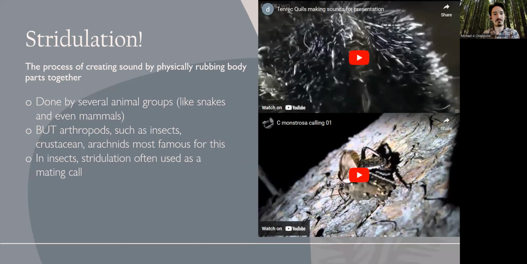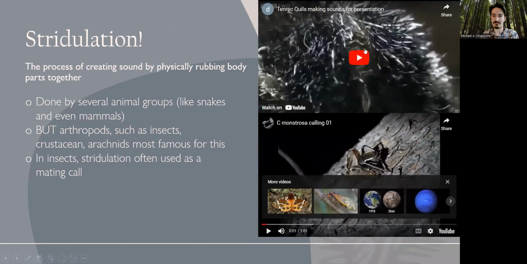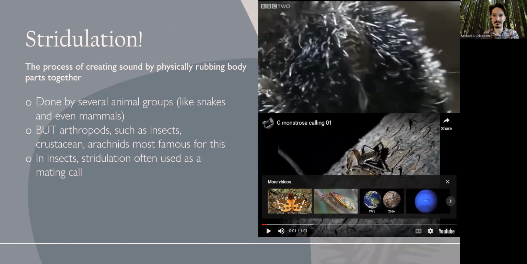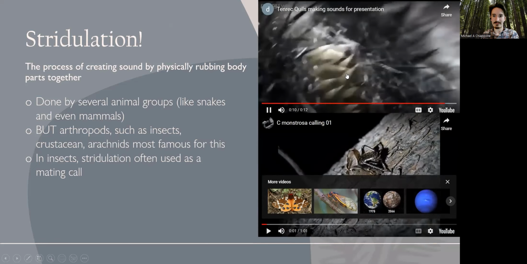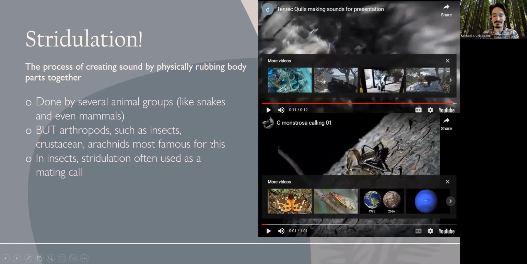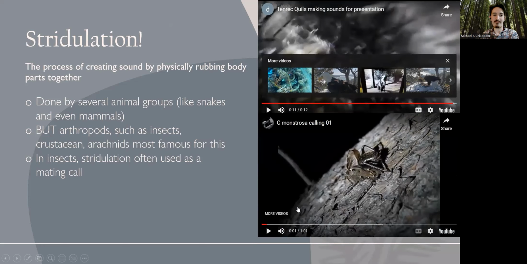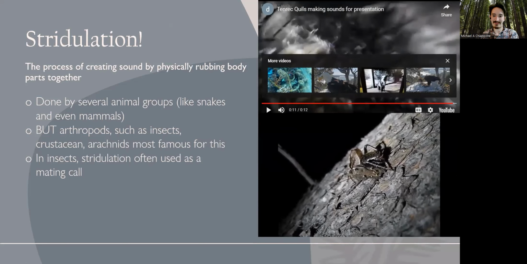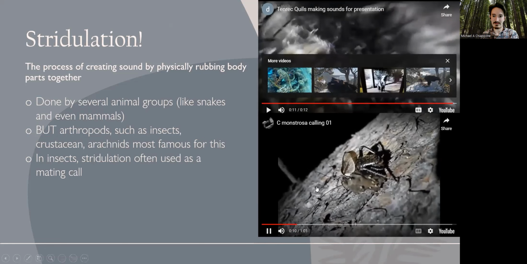Stridulation you may have heard of, and it's the process of creating sound by physically rubbing body parts together. This is done in several animal groups, like snakes or even mammals, like this tenrec, who is very bizarre. They have a unique solution, specialized quills on their backs. But among any animal, arthropods, like insects, crustaceans, and arachnids, are all famous for this. You can see this grig, a type of cricket, vocalizing here. Now, in insects, stridulation is often used as a mating call and is done by rubbing their legs or wings together.